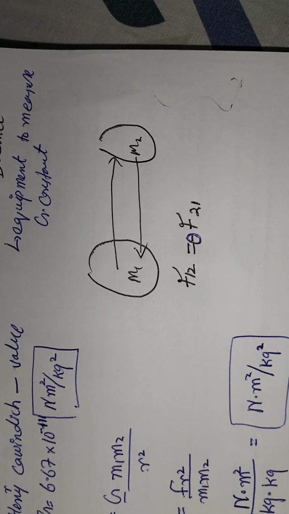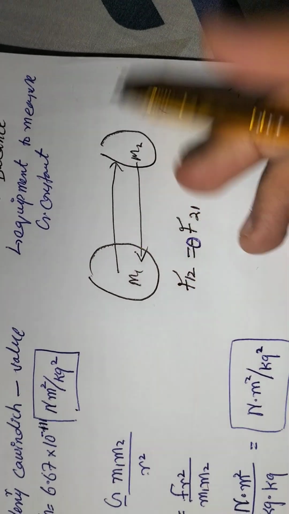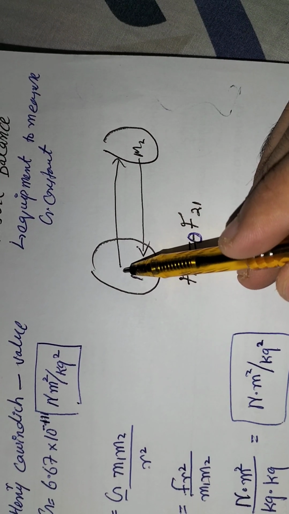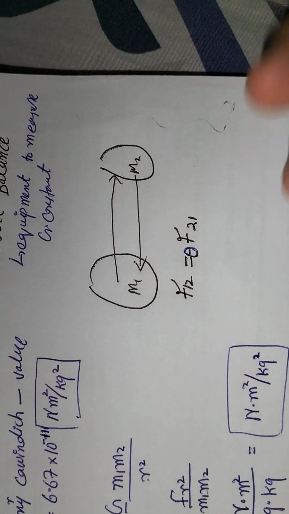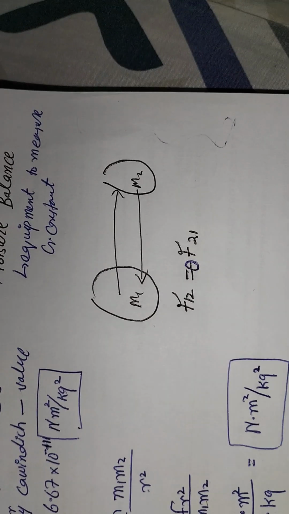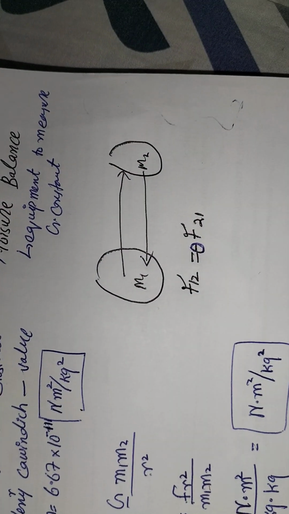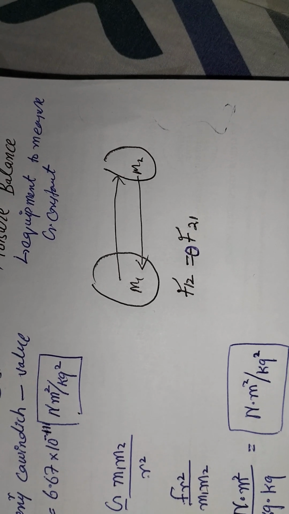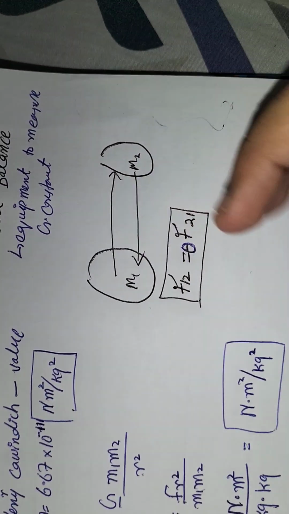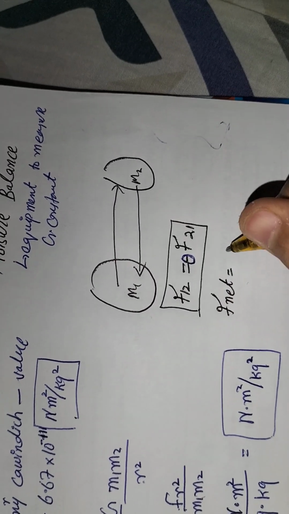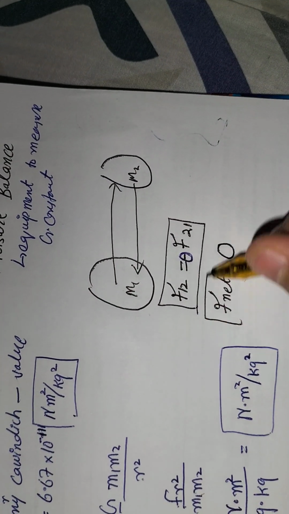Why have we added the minus sign? The negative sign comes because of the opposite direction of the forces. Here the force goes from m1 to m2, and here the force is applied from m2 to m1. The magnitude of the force is equal: whatever force goes from m1 to m2, the same force comes from m2 to m1. So the force is directly proportional to m1 m2, and F12 is equal to minus F21. The net force is always 0. We know that in every law, in Coulomb's law and in other laws, the net force is always 0.